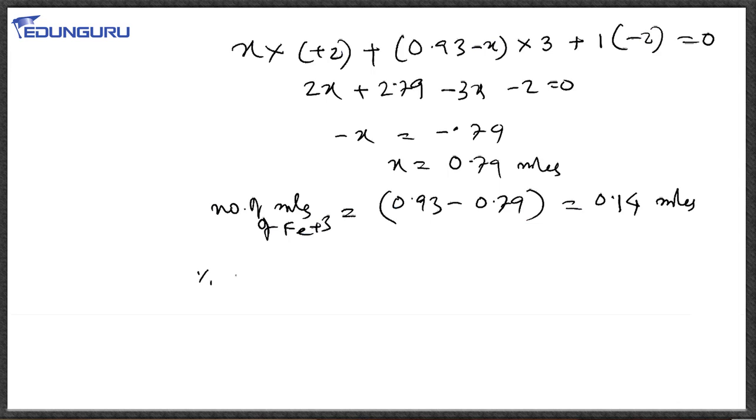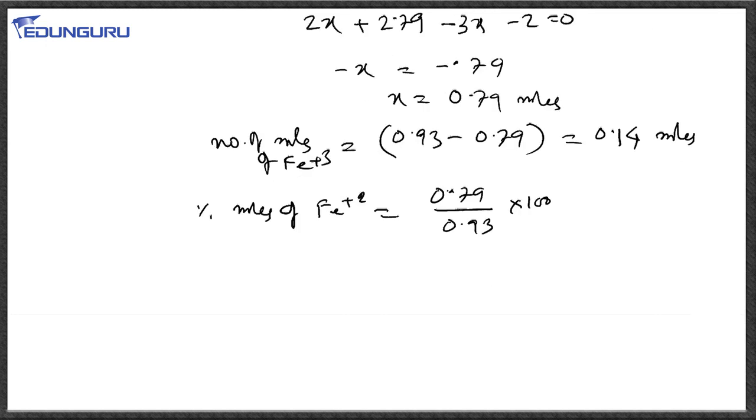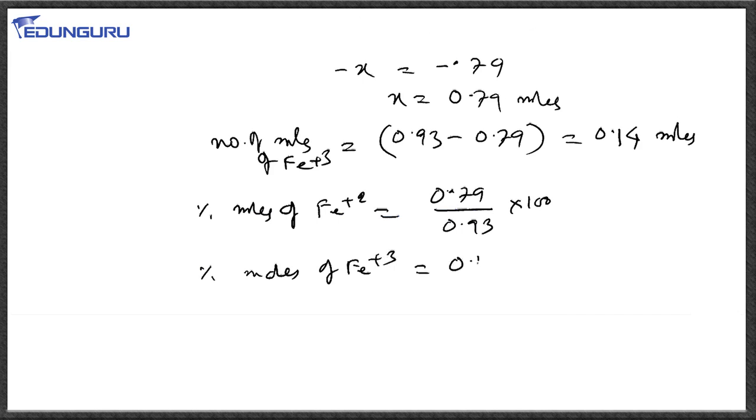So, percentage moles of Fe+2, that is equal to 0.79 divided by 0.93 into 100, and the percentage moles of Fe+3 is equal to 0.14 divided by 0.93 into 100. So, this is basically the percentage of moles of Fe+2 and Fe+3. It is a nice question, came once in JEE Advanced.